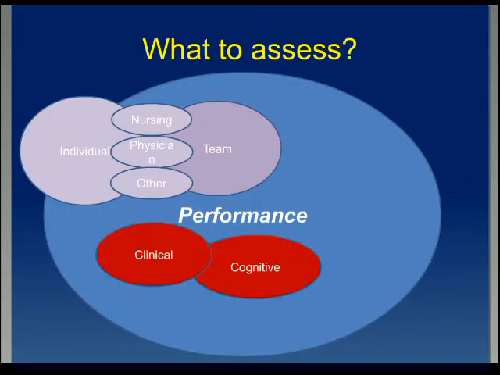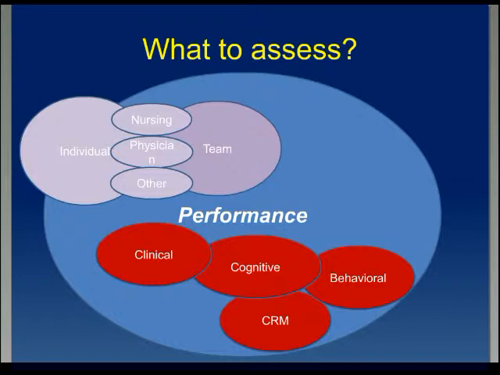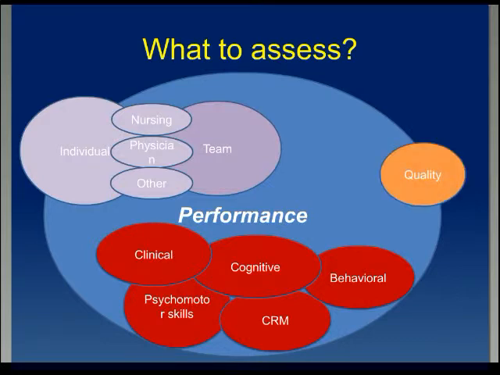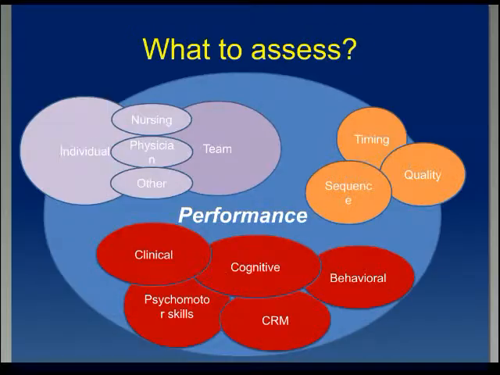And if so, do we mean cognitive clinical performance, behavioral performance, or some other aspect of crisis resource management related to communication or teamwork or something like that? Is it psychomotor skill performance, acquisition, maintenance performance thereof? And then among those things, is there the quality of the task that's being performed, the timing of the task that's being performed, the sequence of the tasks? These are all legitimate constructs, and that was meant to be a Venn diagram. It's not even close.